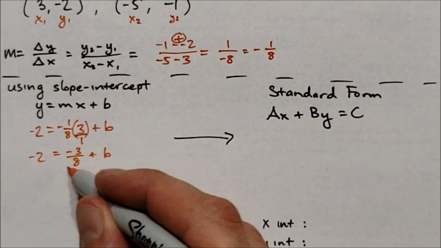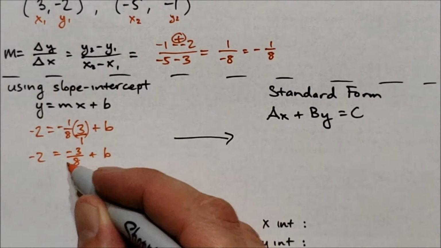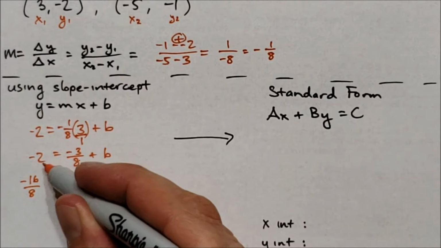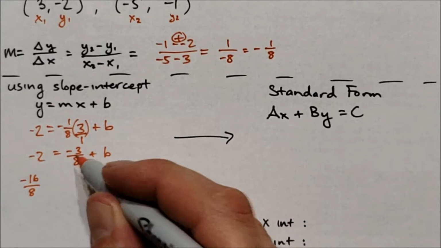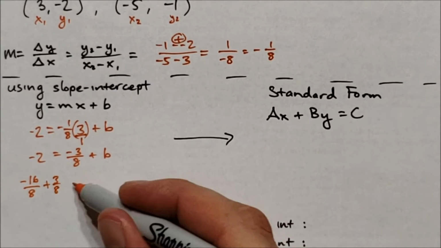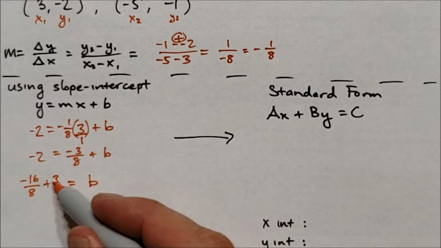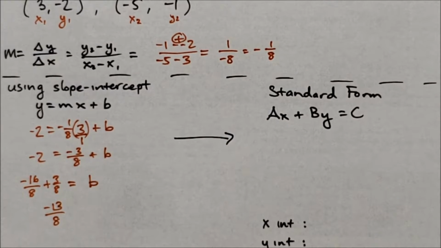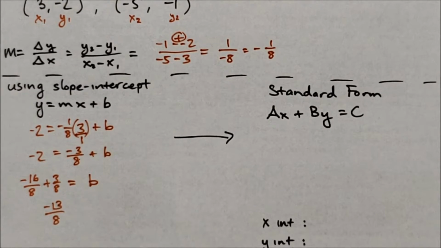Well, when we add fractions, we need common denominators. So this needs to be a denominator of 8. In order to do that, this is going to be a negative 16 over 8. Negative 16 over 8 is negative 2. We're just making it have a common denominator. So we're going to add 3/8 to both sides. Add 3/8 equals b. We simplify this. Negative 16 plus 3 is negative 13 over 8. Let's see. Is that right? That looks right enough.